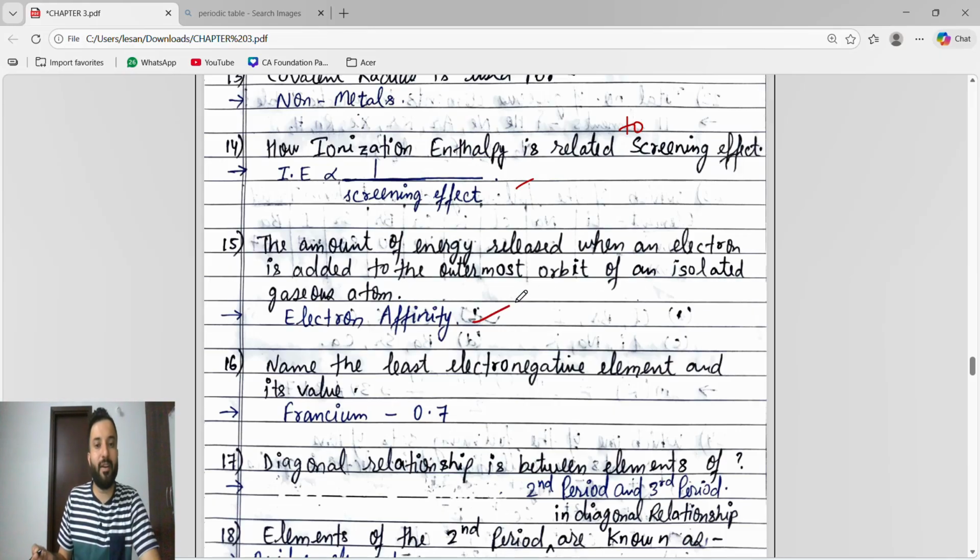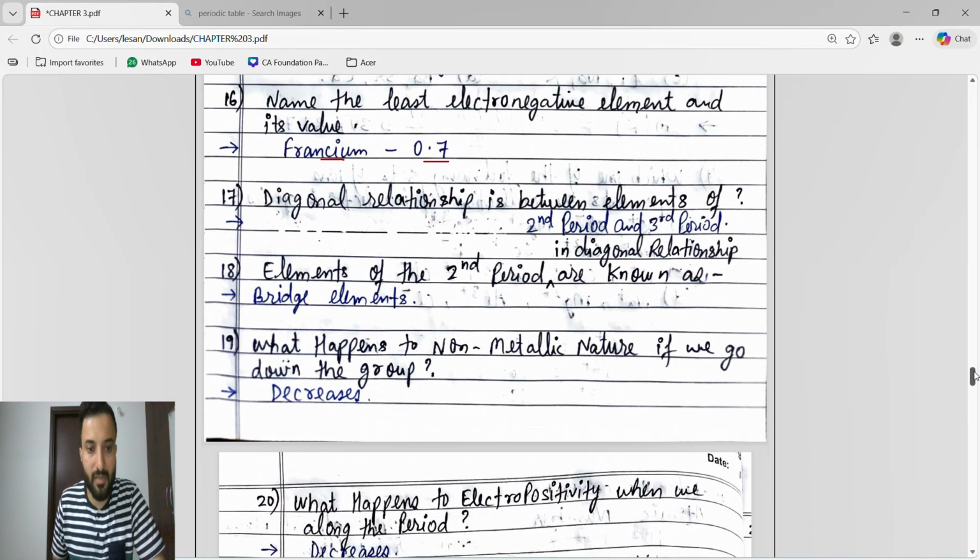Yes, electron affinity. Name the least electronegative element and its value. Francium is the least, its value is 0.7. The diagonal relationship is between elements of which periods? The second period and the third period, correct? Yes sir. Elements of the second period in a diagonal relationship are known as bridge elements.